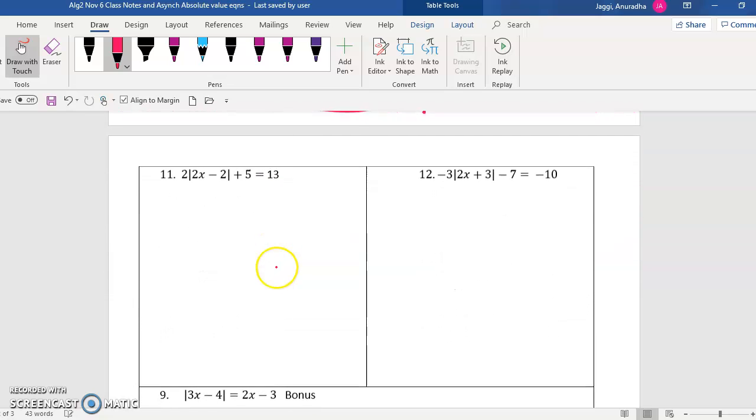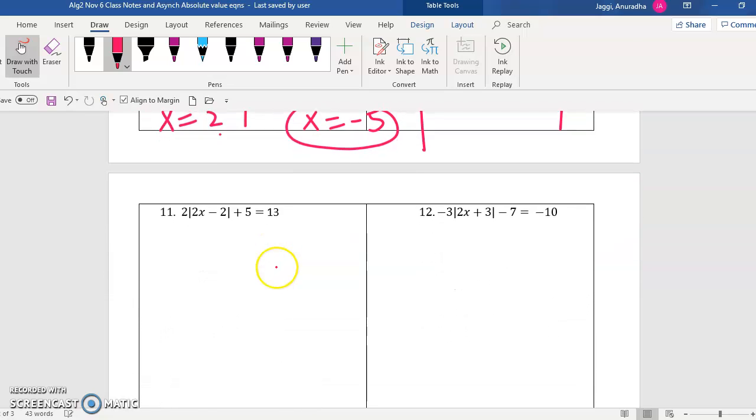Let's take up another question. Here you can see that something is being multiplied to the absolute value and something is also added outside. So I'm going to use the opposite of PEMDAS again, for getting rid of everything which is around the absolute value sign. So I'm ready for splitting.